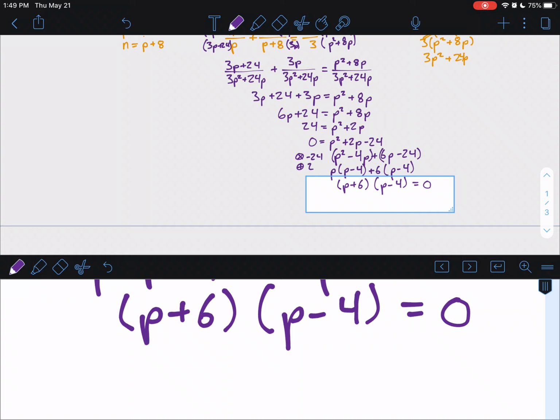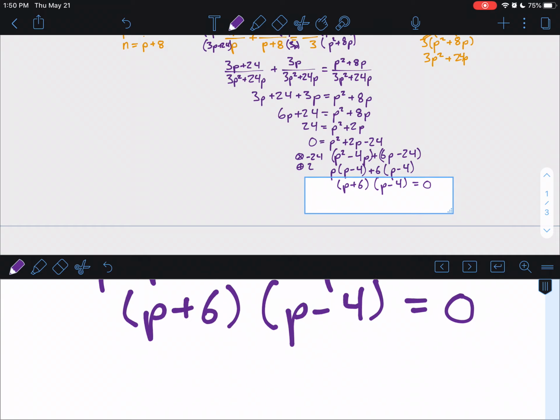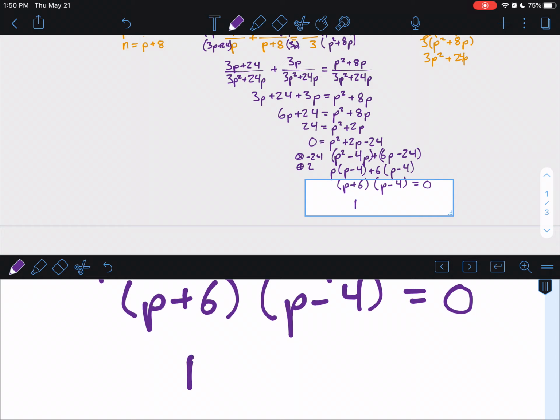So we have to set each factor equal to 0. So if p plus 6 equals 0, that means p equals negative 6. If p minus 4 equals 0, p equals 4. So there are two solutions to this.